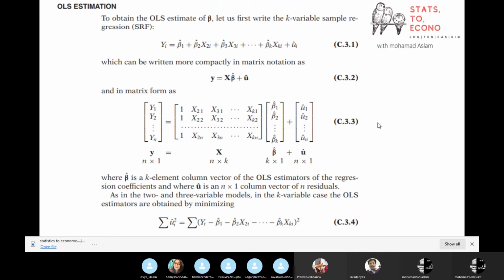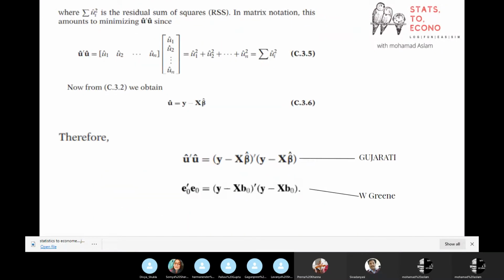Now we are going to minimize u hat square, that we did yesterday. The same thing we are going to do here. We are going to minimize summation u hat square. So now in matrix form, this is u hat transpose times u hat. Now you might have this doubt: why first u hat transpose and then u hat, why not vice versa, u hat multiplied by u hat transpose?